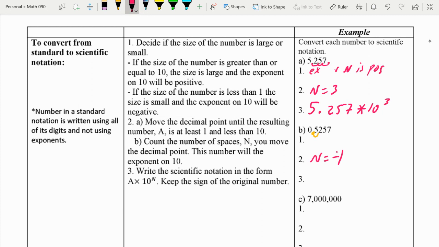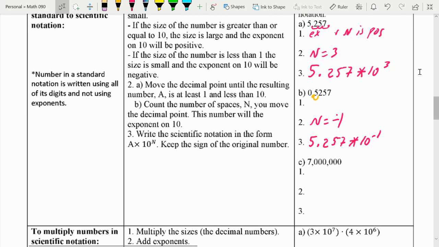All right. So let's rewrite this number. 5.257 times 10 to the negative 1. All right. So realistically, for A and B, there's really no need for scientific notation because those numbers are not that bad. But when you start getting into some really big numbers like C, 7 million, there's where scientific notation really does come and help out.